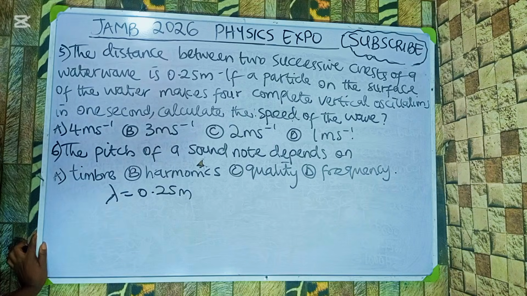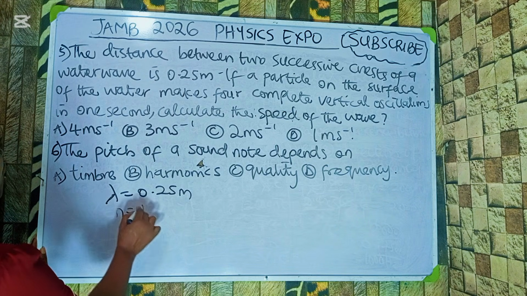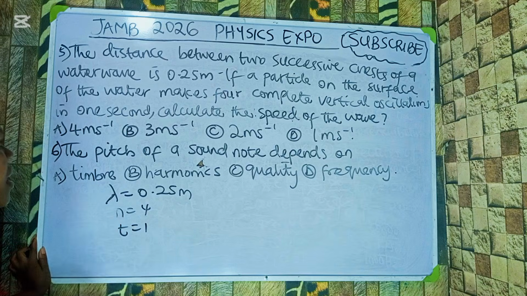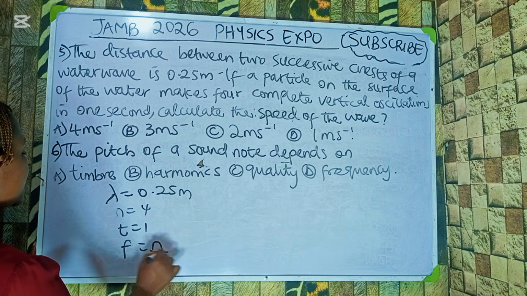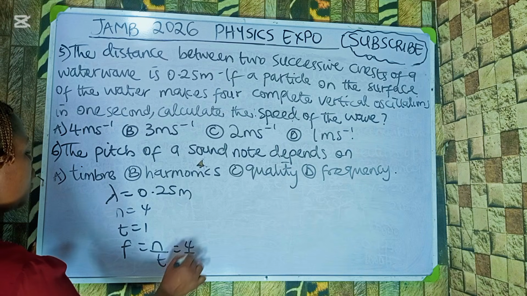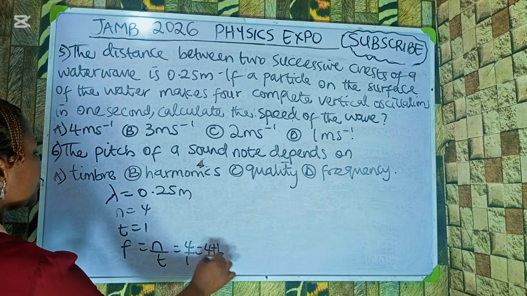And this particle makes 4 complete oscillations in 1 second. So the number of oscillations is 4 and time is what? 1. This is going to help us to get the frequency. Frequency is n over t, right? Which is 4 over 1, which is also equals to 4 Hz.